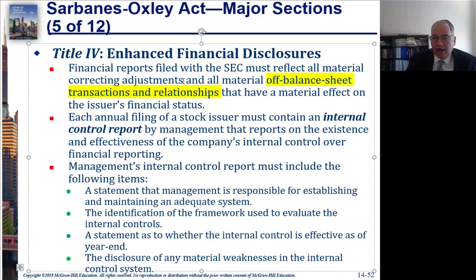Each annual filing of a stock issuer must contain an internal control report by management that reports on the existence and effectiveness of the company's internal control over financial reporting, and it must include the following statements. Management is responsible for establishing and maintaining an adequate system, because managers shouldn't say, well, we rely on our auditors. Identification of the framework used to evaluate the internal controls, which is also always a system called COSO, C-O-S-O. A statement as to whether the internal control is effective as of year end, and it should be effective, otherwise you're in trouble. And the disclosure of any material weakness in the internal control system, and that would be a bad thing to have.